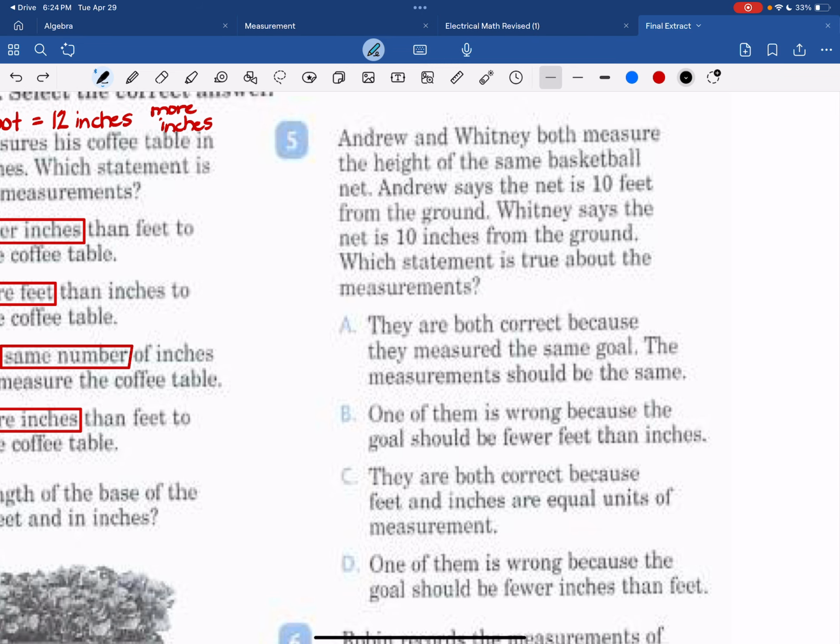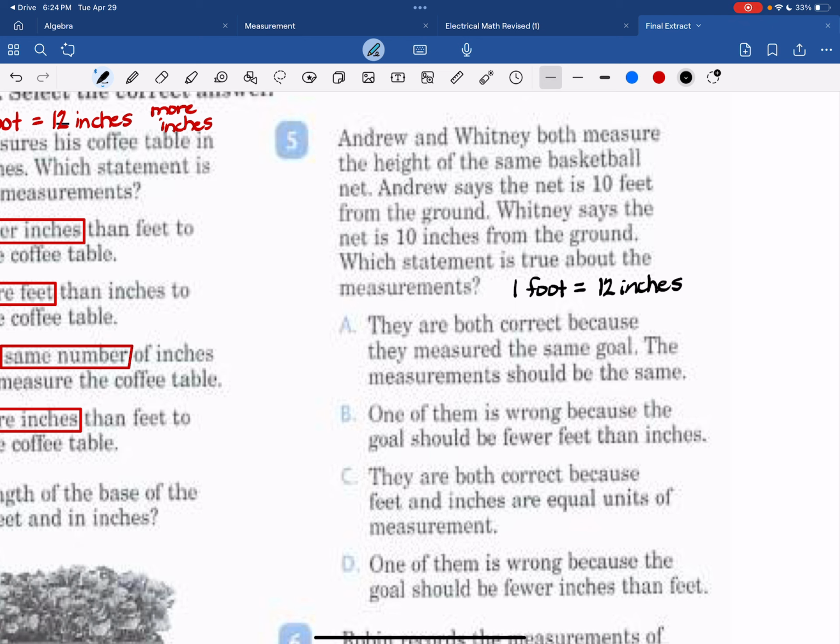Andrew and Whitney both measure the height of the same basketball net. Andrew says the net is 10 feet from the ground. Whitney says the net is 10 inches from the ground. Which statement is true about the measurements? Well, again, I know that 1 foot is 12 inches. And I'm concerned about Whitney's answer because 10 inches is less than a foot. Unless the basketball goal is for very, very tiny people, that is not reasonable. So I suspect that Whitney is not right.